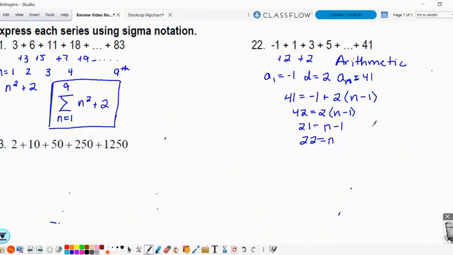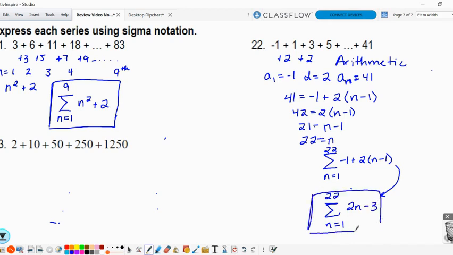So when we write our sigma notation, we're going to start with the first term, and we're going to add to the 22nd term. And our rule for finding each term in the sequence is our arithmetic rule. That's in its non-simplified form, so you could also distribute and combine like terms. And once you distribute and combine like terms, that becomes 2n minus 3. So that is sigma notation for an arithmetic series.